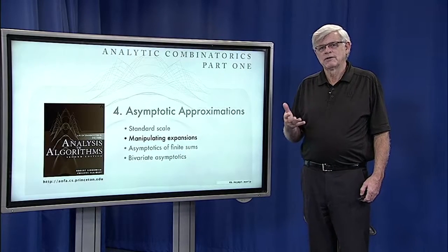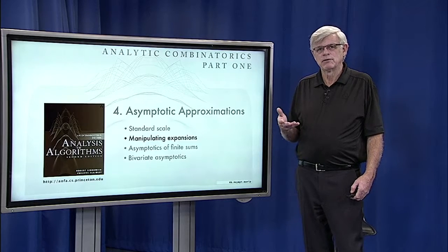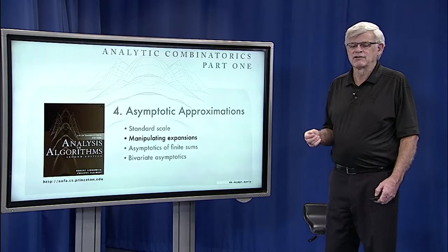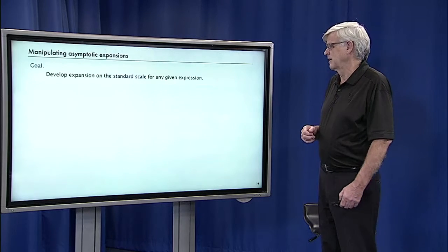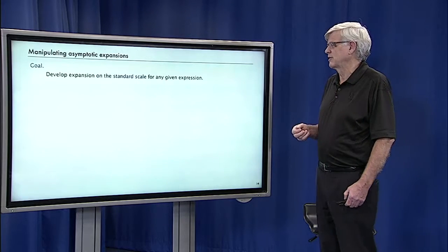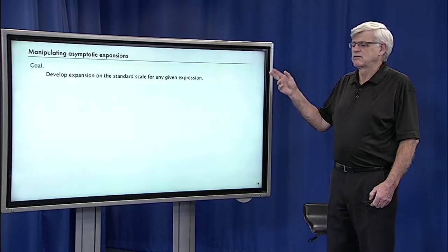Okay, next we'll take a look at the basic techniques that we use for manipulating asymptotic expansions to derive accurate and concise estimates of the quantities that we're trying to study. So our goal is to develop an expansion on the standard scale for any expression that might arise in the analysis. And these are just examples of the kinds of expressions that might show up.